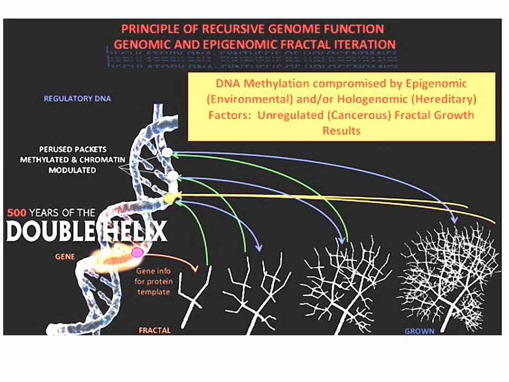In the yellow field, you can see that the DNA methylation is compromised by epigenomic, environmental, or hologenomic hereditary factors, and unregulated cancerous fractal growth results.